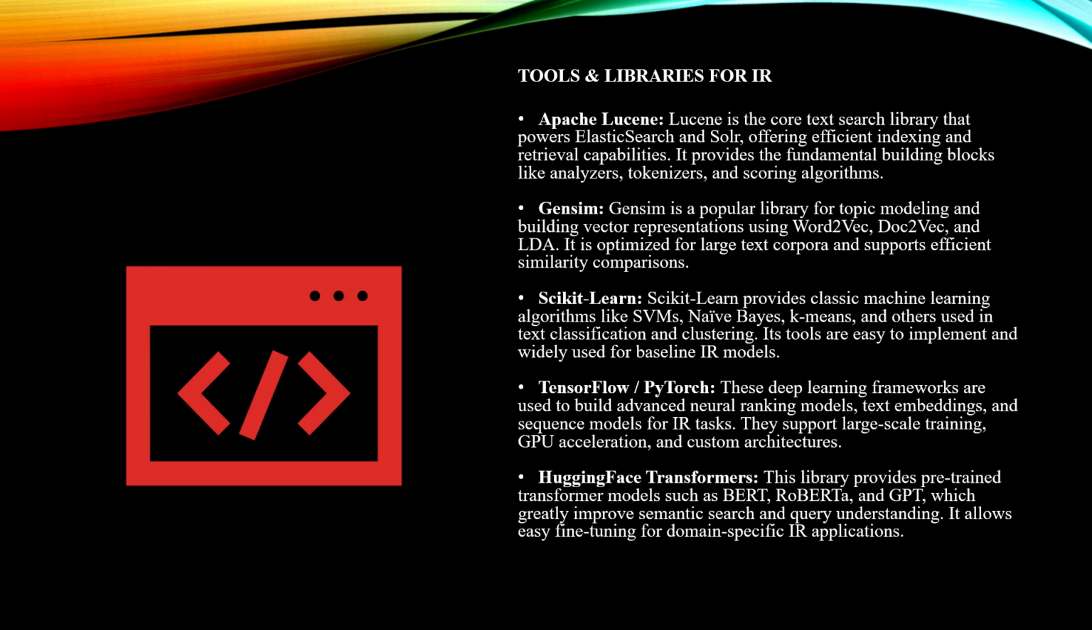Now we discuss tools and libraries for IR. To build ML-based IR systems, developers rely on specialized tools and frameworks. Apache Lucene and Elasticsearch handle indexing and search efficiently. Scikit-learn helps apply traditional ML algorithms like logistic regression or SVMs for ranking. For neural IR, TensorFlow and PyTorch are widely used to train and deploy deep learning models, and Hugging Face Transformers offer pre-trained language models such as BERT and RoBERTa, which can be fine-tuned for custom search tasks.